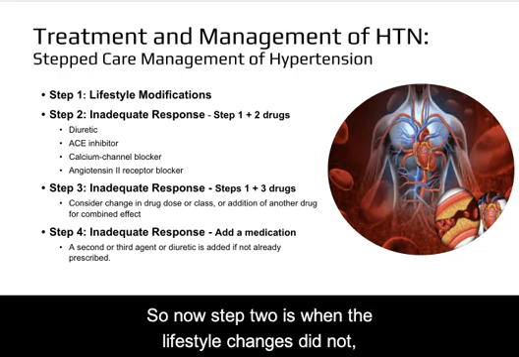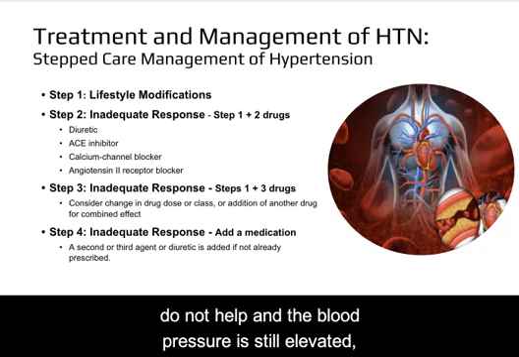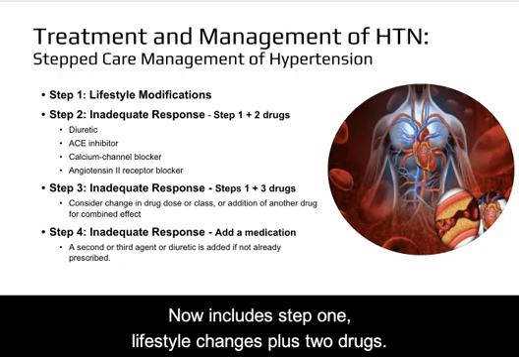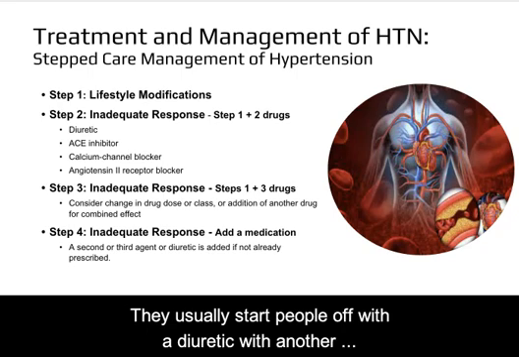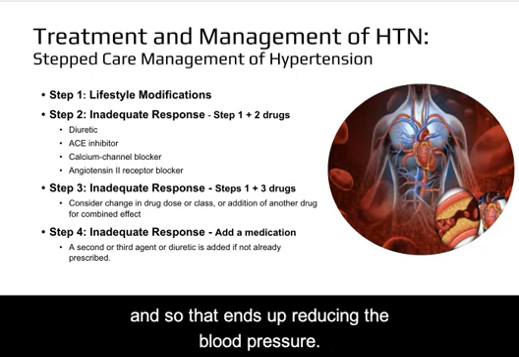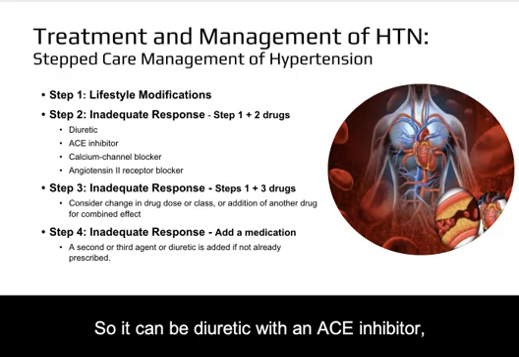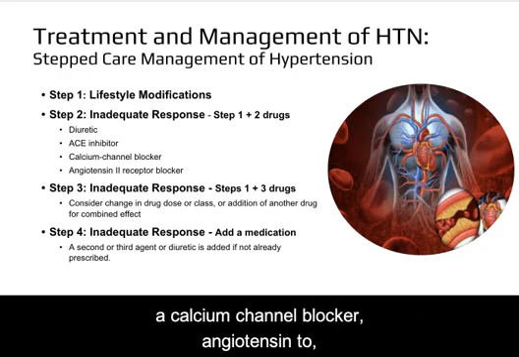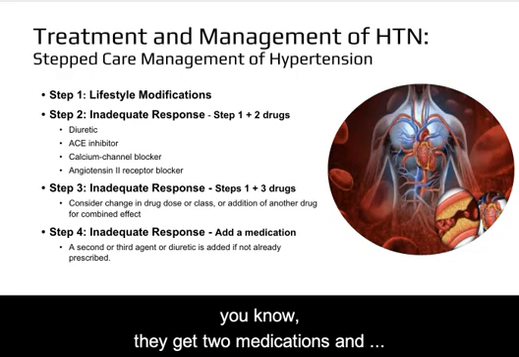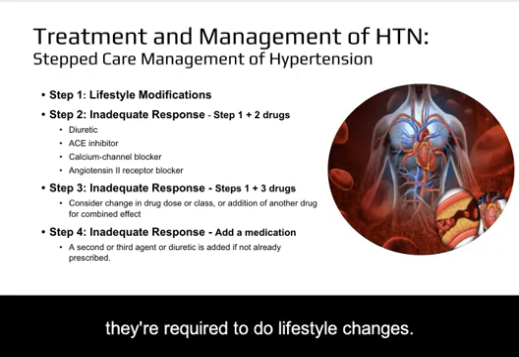So now step 2 is when the lifestyle changes do not help and the blood pressure is still elevated. That's the next step now. It includes step 1, lifestyle changes, plus 2 drugs. They usually start people off with a diuretic, with another blood pressure medication to reduce the volume. And so that ends up reducing the blood pressure. So it can be a diuretic with an ACE inhibitor, a calcium channel blocker, angiotensin II receptor blockers, your ARBs, right? So they get 2 medications and they're required to do lifestyle changes.